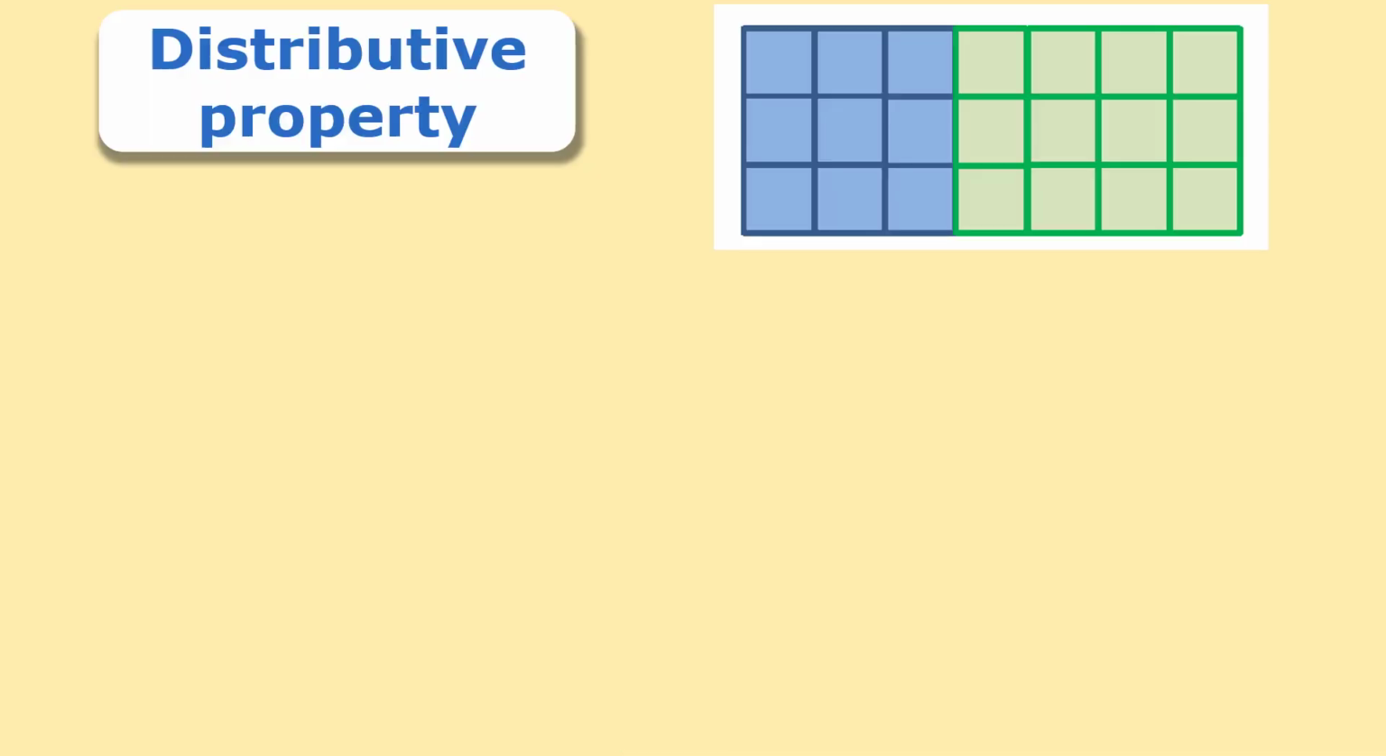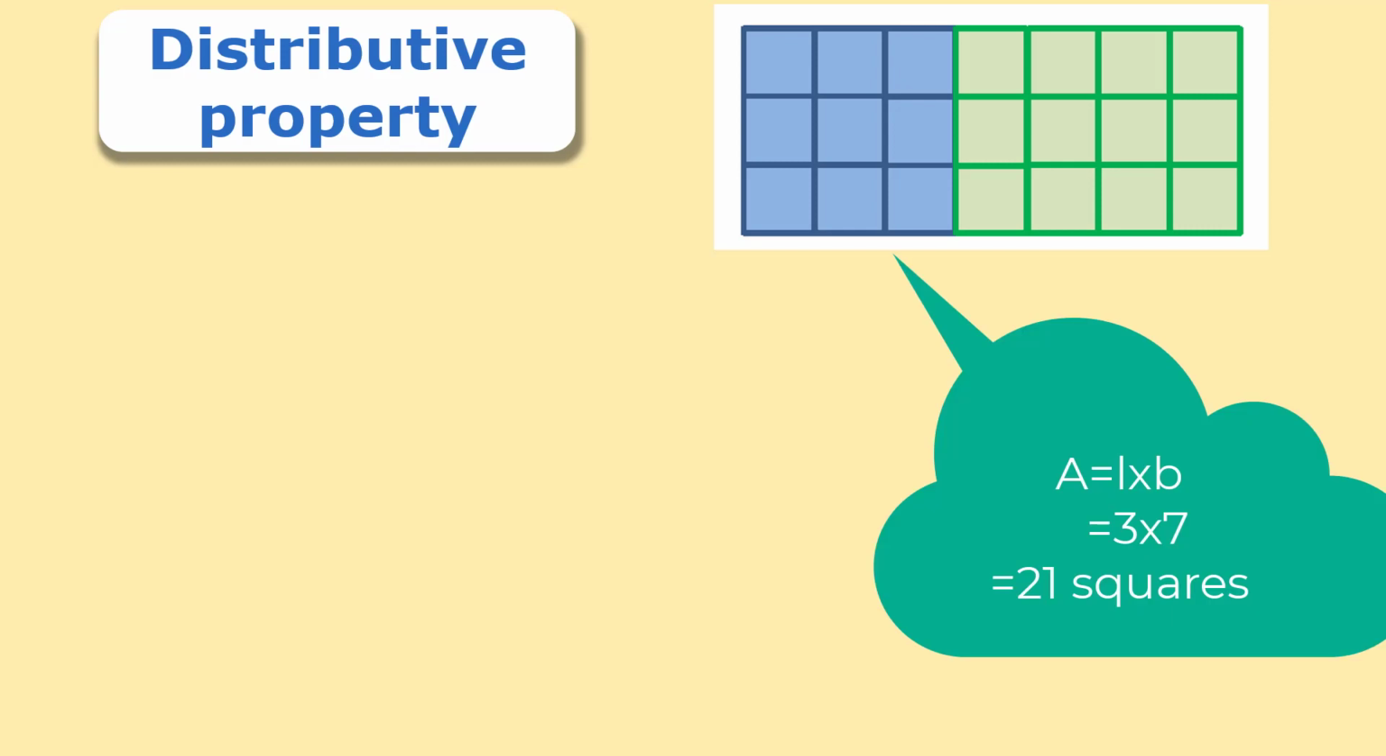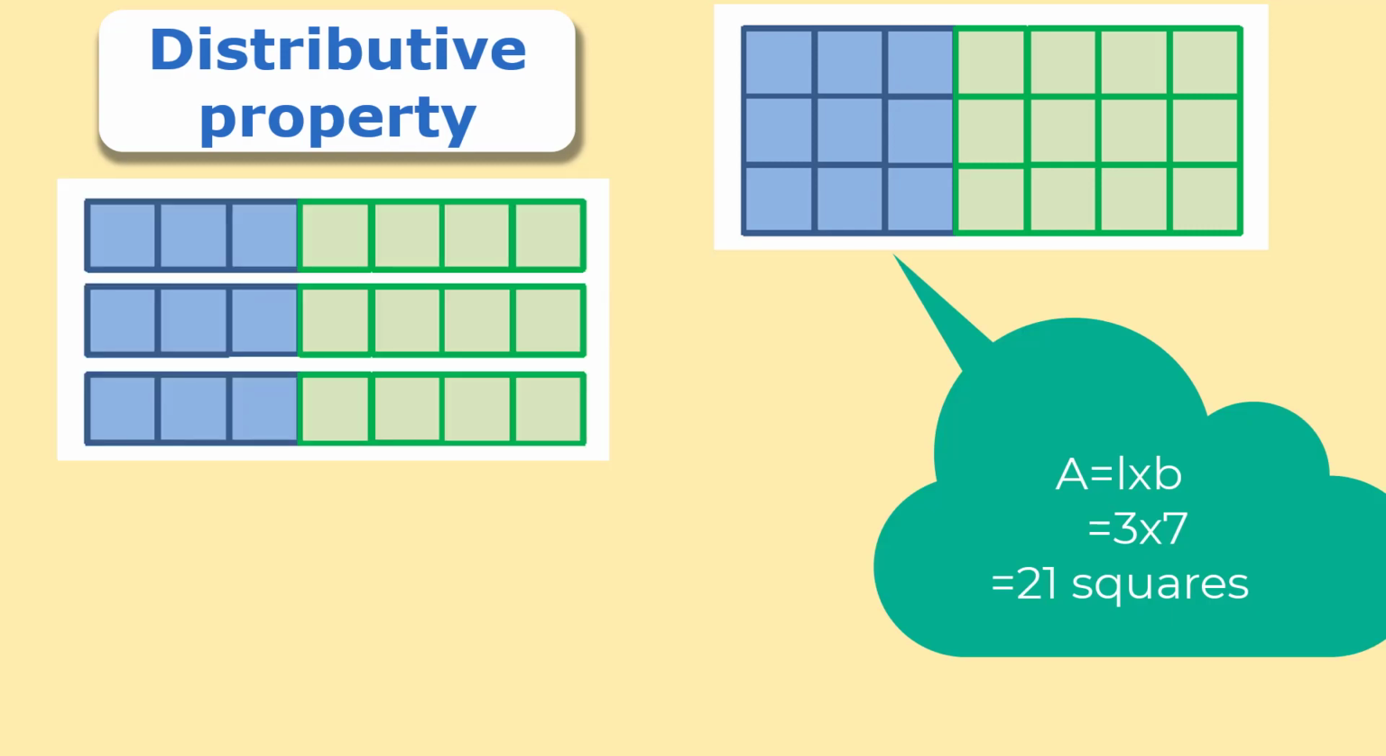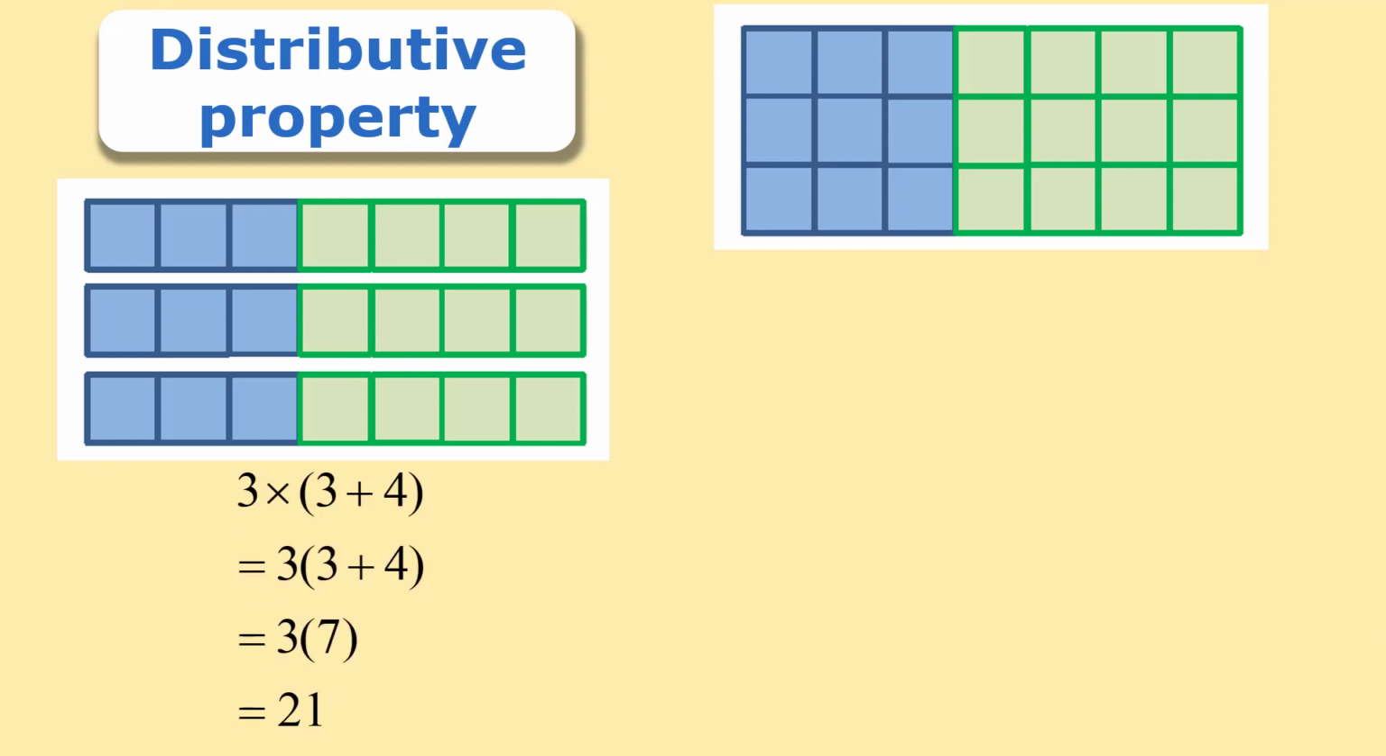Here is a rectangle. The area of this rectangle will be 3 times 7, 21 squares. We can divide this rectangle into 3 rows: 3 blue squares plus 4 green squares, but there are 3 rows. So then we can add the 3 and the 4, and that is 3 times 7 is 21.